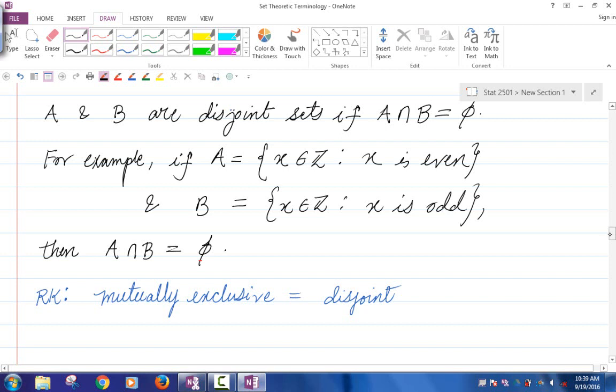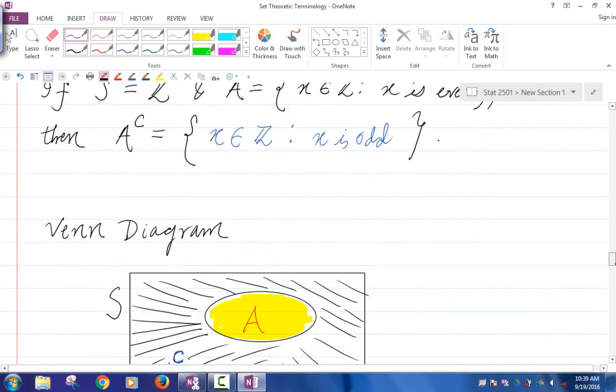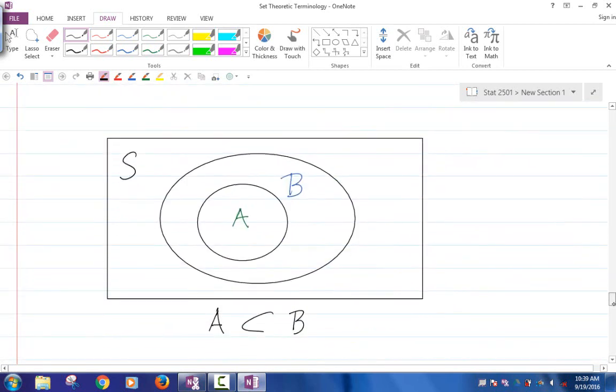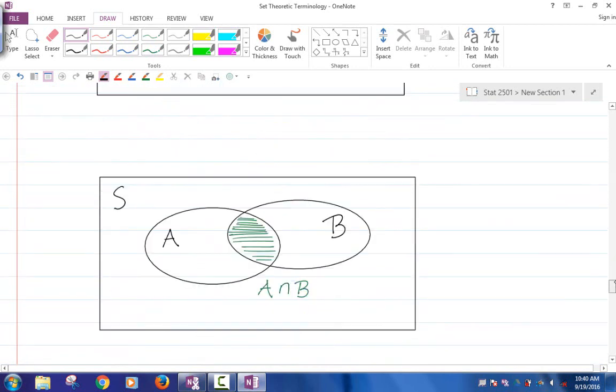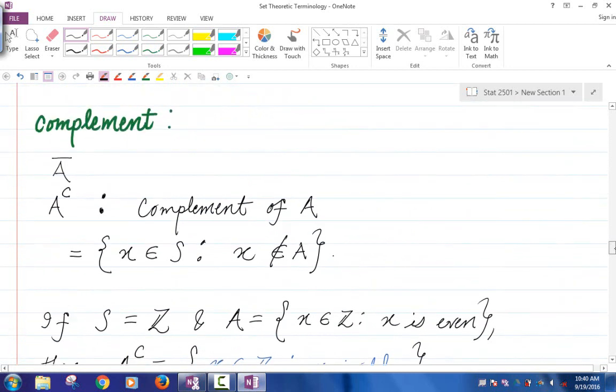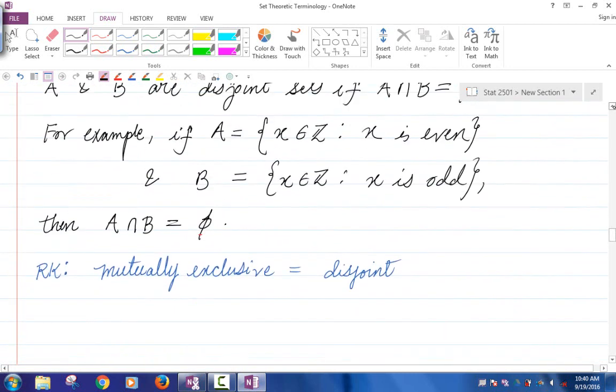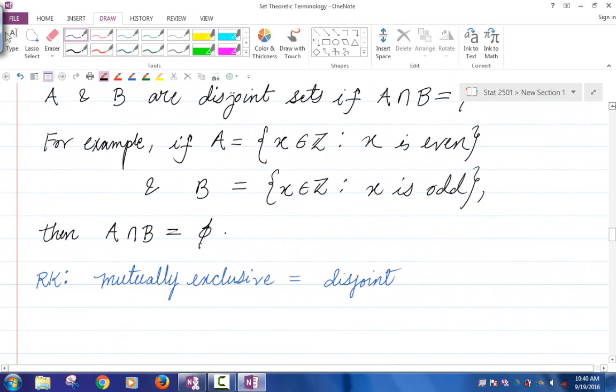Now, how would you express disjoint sets in a Venn diagram? Right here. Right? A and B will not have an overlapping region, right? A and B should not overlap. Any questions on disjointness?